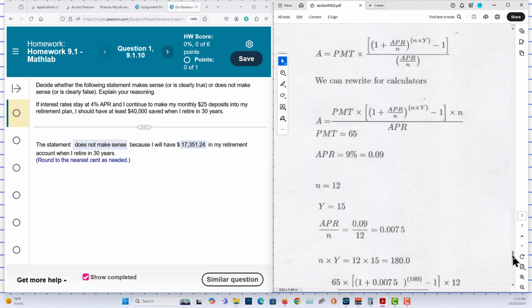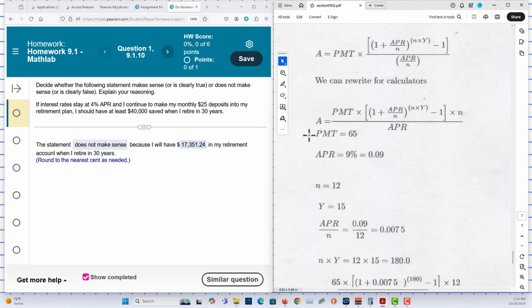And that's how the annuity formula looks right here. What I notice is that you have a giant fraction divided by a smaller fraction. I rewrote it for a calculator. When you divide by a fraction, it's like multiplying by the reciprocal. So I flipped it, and the n came up top and the APR stayed on the bottom.